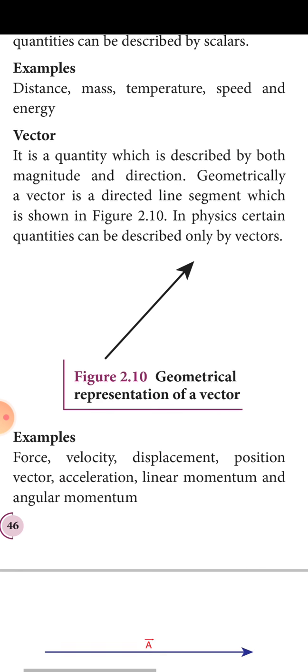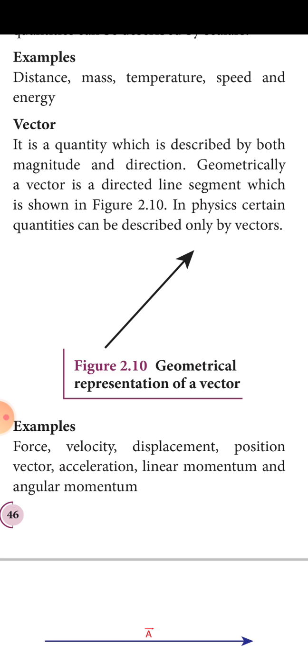In the second one, vector quantity. It is a quantity which is described by both magnitude and direction. Geometrically, a vector is a directed line segment. See the diagram. In physics, certain quantities can be described only by vectors. So a vector quantity contains both magnitude and direction. For example, force, velocity, displacement, position vector, acceleration, linear momentum, and finally angular momentum. These are the examples of vector quantity.